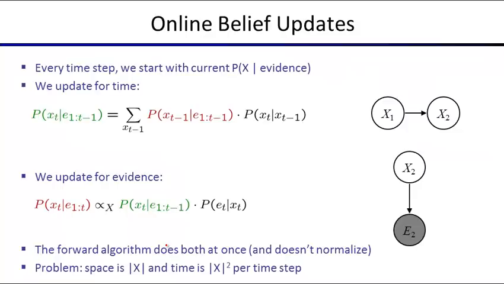Okay, so as a summary, this is what we have. We have a way to update over time to find X_t given all the past evidence. And we have a way to incorporate evidence, which now we go from this one here to this one here, which is the final belief for time t. This is the algorithm we've looked at so far.